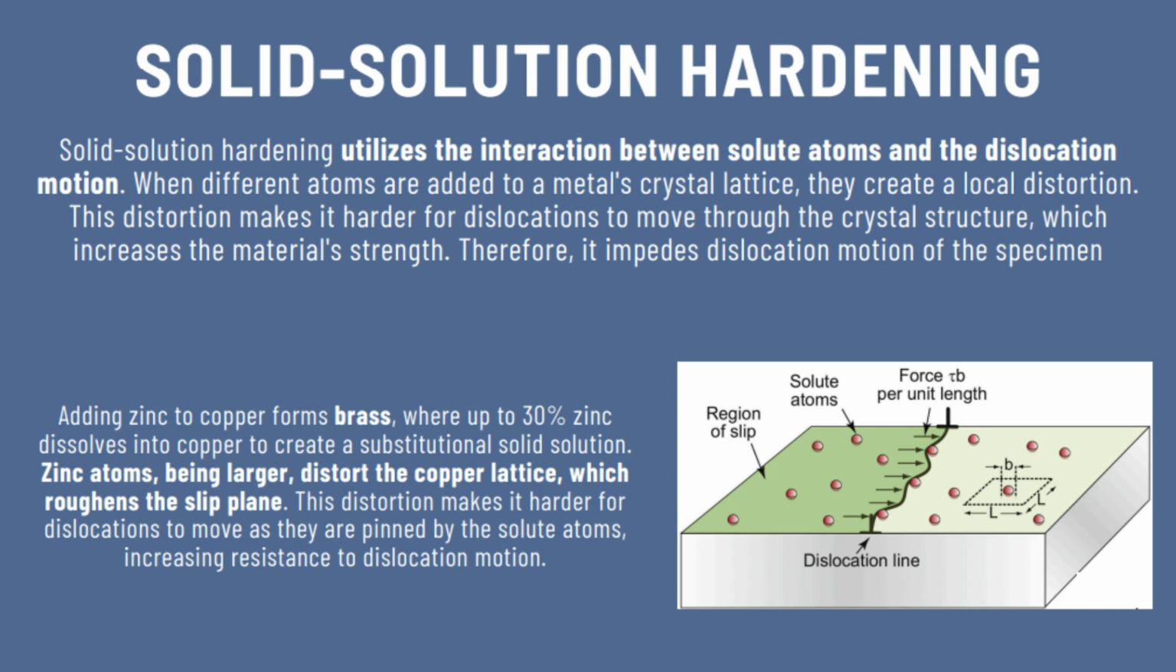So for example, by adding 30% of zinc atoms to copper, we can create brass. This is called a substitutional alloy, because zinc atoms, being larger, disrupt the direction of the slip plane or the dislocation line, as can be seen from the picture. So this distortion makes it harder for the material to fracture, therefore increasing the material's yield strength itself.